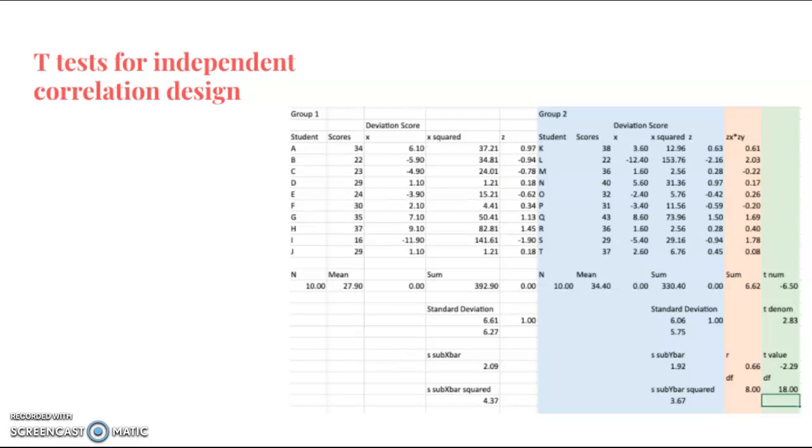The next activity we did was a t-test for independent correlation design. So this is two different groups. If you look at the student column, you can see the different letters denote two different groups of students. One is acting as a control group, and the other is receiving the treatment or training, whatever it is that you change the variable to, to see if the outcome is statistically significant. So if one group receives a training and the other does not, you compare their scores to see how well they performed against each other.